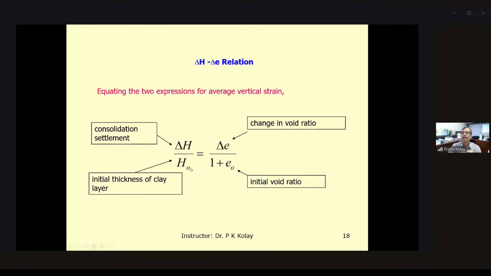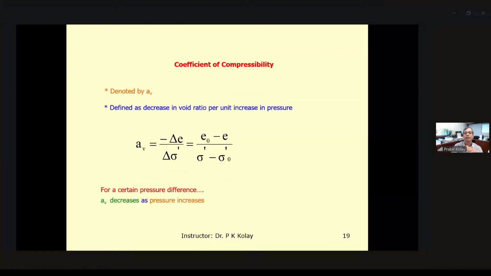If you know the original thickness of the clay, and if you know with the application of the load how much is the change in the void ratio, you can get it from the e-log p graph. And then if you know the initial void ratio, you can easily calculate. There are several equations you can use to calculate.